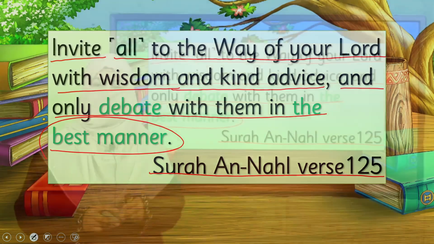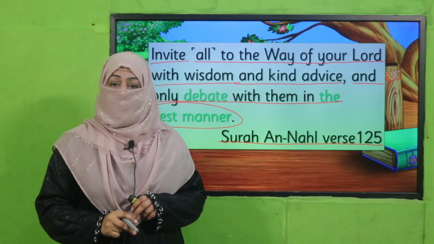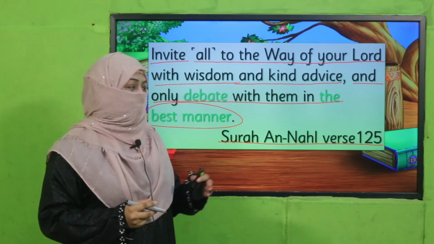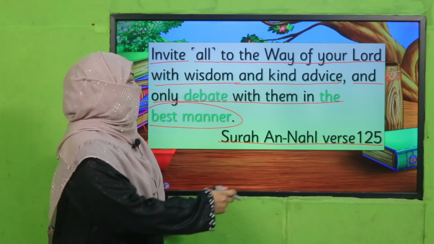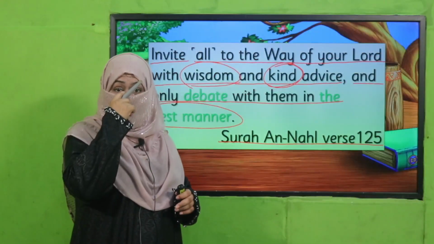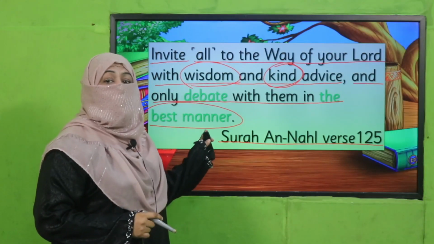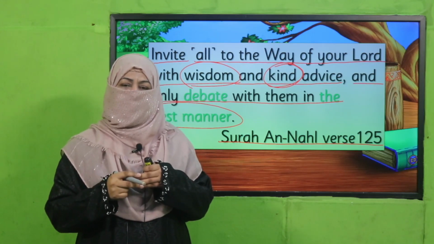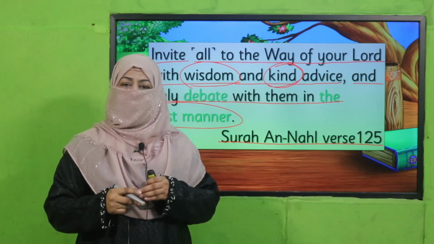Yes, my dear children. But this beautiful verse is telling us when we talk to other people, how should we talk? We should use kind words and we should talk smartly. We should use brain. We should talk good things. Secondly, there can be an argument, but it's very natural. If we are talking, the other will reply to us.